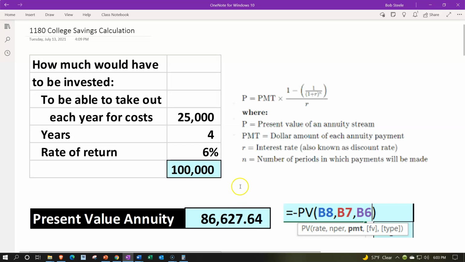Now, this one can be a little bit confusing because we're projecting into the future what we need. So you might think, well, that sounds like a future value type of calculation. And you probably would think, well, it sounds like an annuity, because we do have 4 amounts that are the same. And then you might think future value. But really, we're trying to pull that back to the present period.